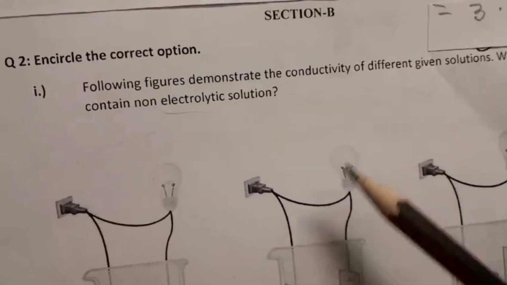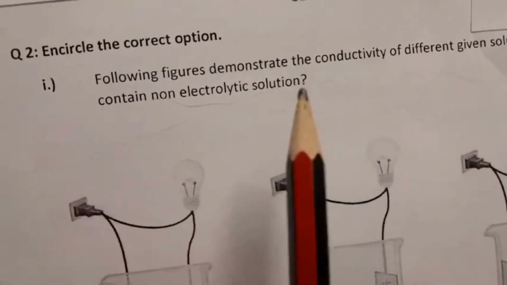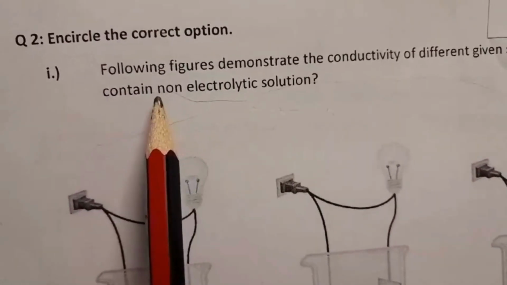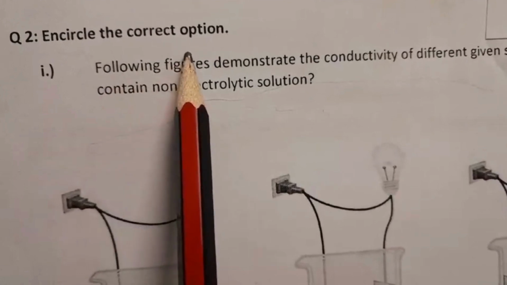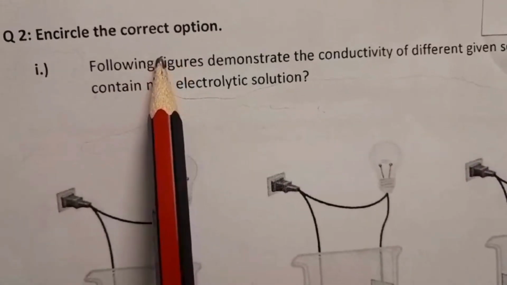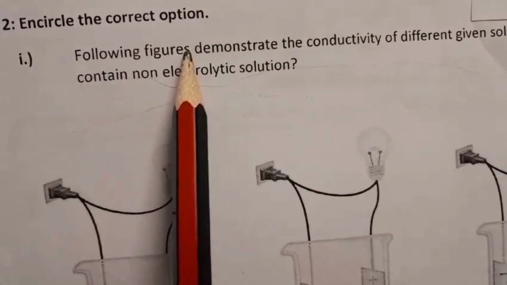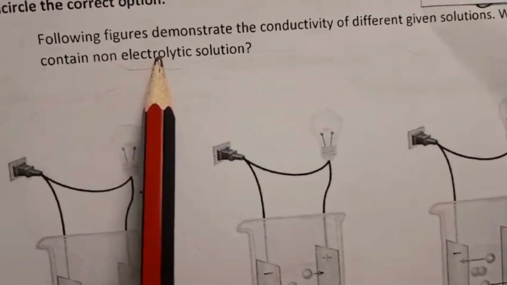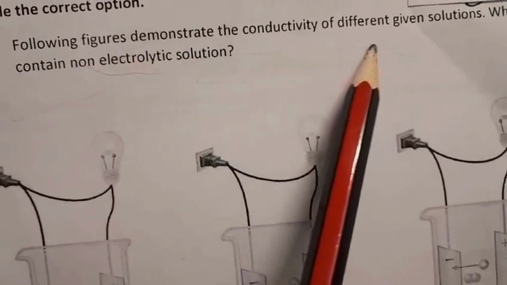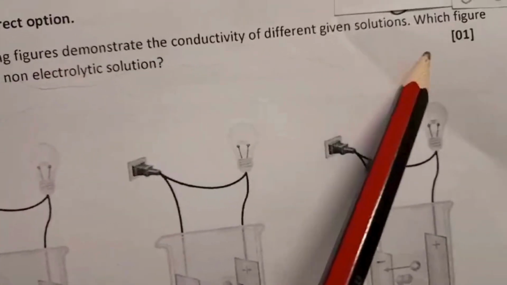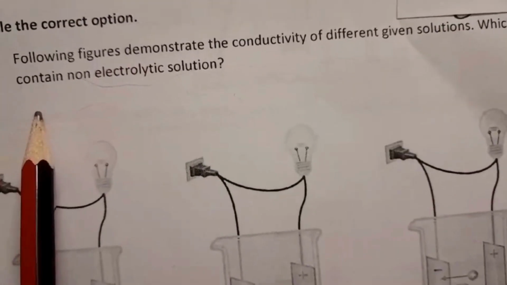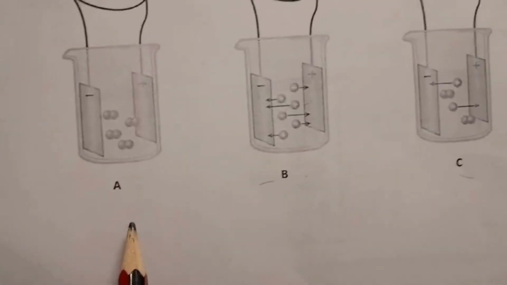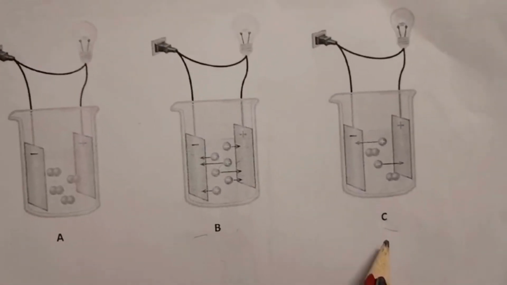So here we have section B of the model PBA by Federal Board of Intermediate and Secondary Education. Here we have to select the correct option, encircle the correct option. MCQs are given in this section. The following figure demonstrates the conductivity of different given solutions. Which figure contains non-electrolytic solution? So A, B, C, these three figures are given.